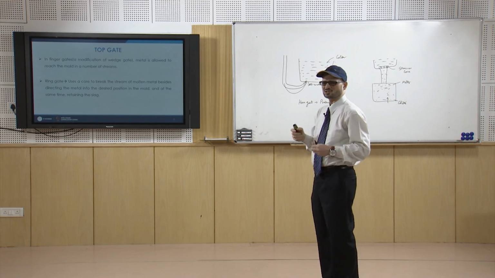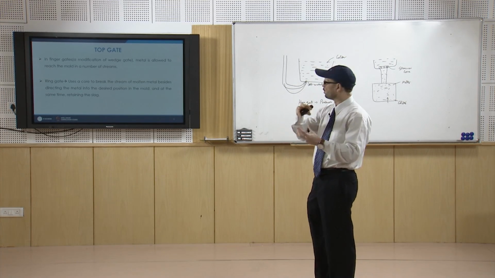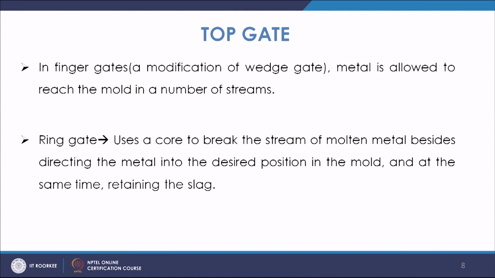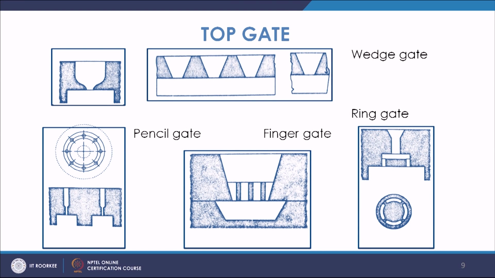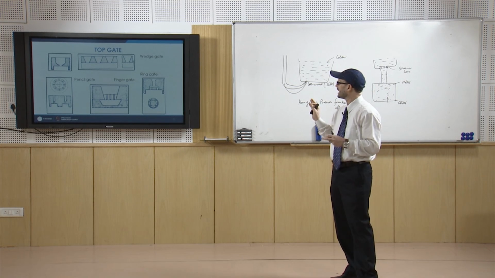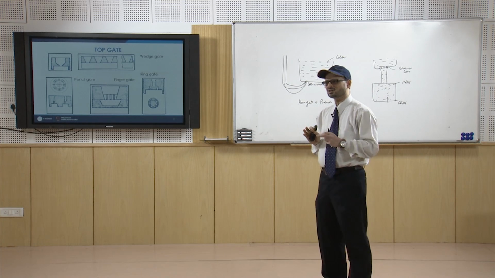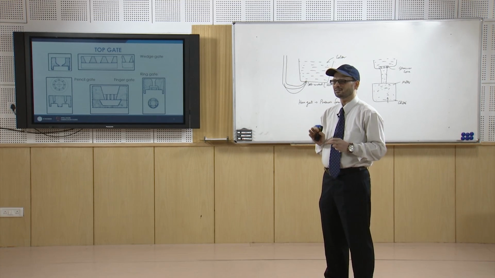Then you have a ring gate, which is in the form of a ring, and you have the core at the center. The core is used to break the stream of molten metal, besides directing the metal into the desired position in the mold and retaining the slag. As you see, the center portion of the core is stopping the metal, and in the form of a ring the liquid metal is allowed to go into the cavity. That is why it is known as a ring gate. So, these are the different types of top, bottom and parting line gates.